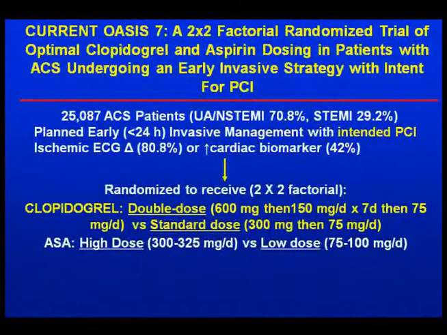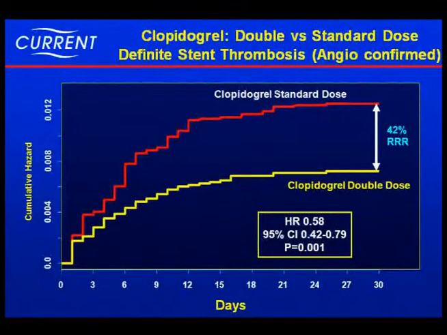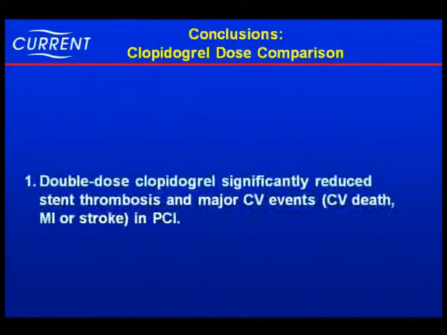And again, it's not published, but the other randomization was double-dose clopidogrel, a loading dose of 600 milligrams, and then a maintenance dose of 150 milligrams a day for only a week, and then the usual dose of 75 a day thereafter, versus a standard dose of 300 milligram loading and 75 milligrams a day. And you could see here that the double dose was better than the standard dose in terms of the risk of death, MI, or stroke at 1 month. There was a 15% reduction. More important to me is that the risk of stent thrombosis was reduced by 42%. This is obviously very important to be able to reduce the number of patients that have a stent thrombosis after an acute coronary syndrome.